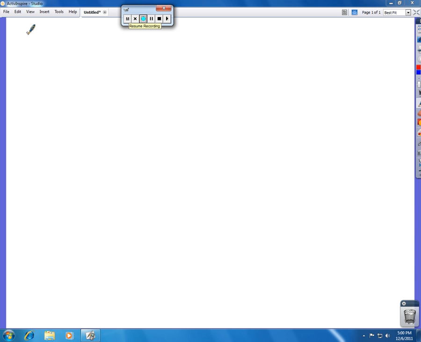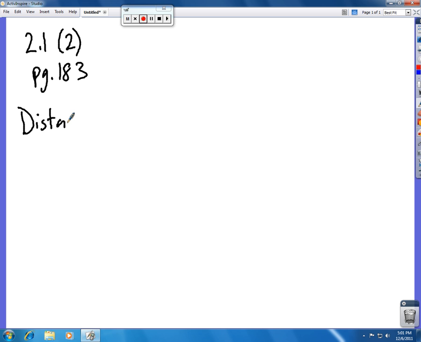Now we're back to 2.1, lecture part 2, I guess. And we're going to start talking about what is on page 183, which is your distance formula. And the main thing to know about distance is simply that you can never have a negative distance. So your distance will always be positive. So think about that. You can't ever have a negative distance.